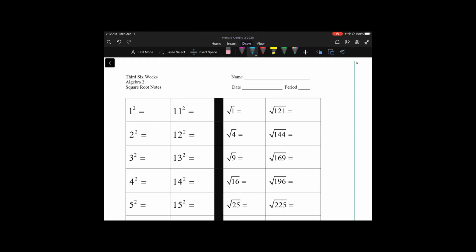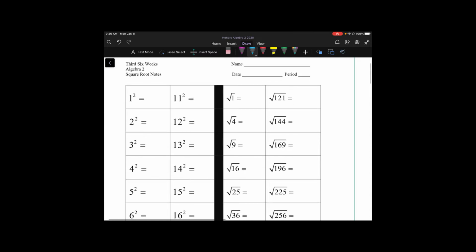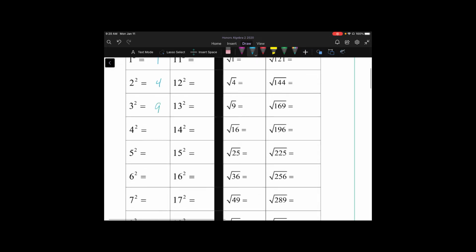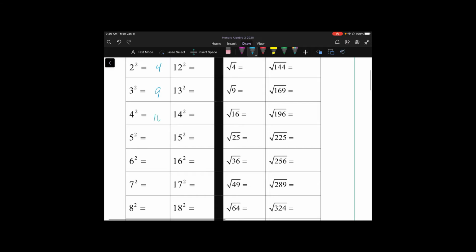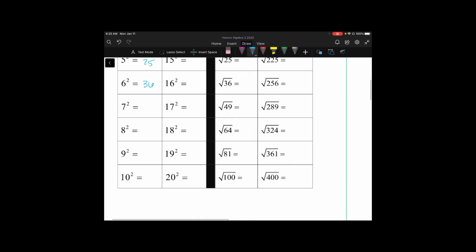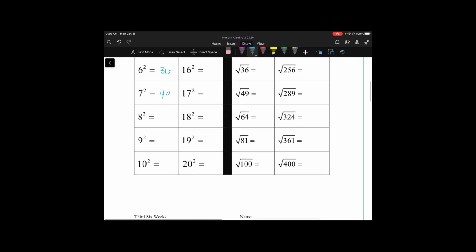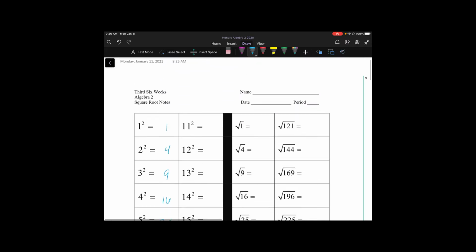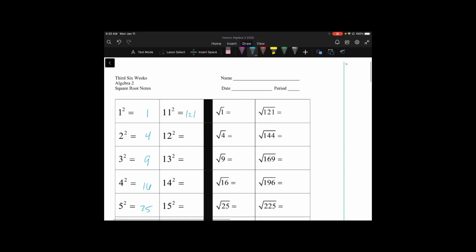So let's fill out the square side followed by the root side. I think you'll find this is pretty easy. So 1 squared is 1, 2 squared is 4, 3 squared is 9, 4 squared is 16, 5 squared is 25, 6 squared is 36, 7 squared is 49, 8 squared is 64, 9 squared is 81, 10 squared is 100, 11 squared is 121, and 12 squared is 144.